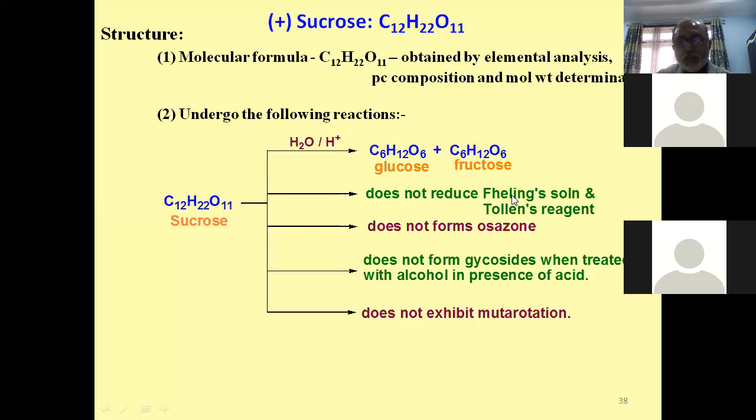It was studied with Fehling solution and Tollens reagent. It was found that it does not reduce, does not form osazone, and does not form glycosides when treated with alcohol in presence of acid. In case of maltose, it will form glycoside when treated with methanol and HCl as catalyst. We'll get alpha methyl maltoside and beta methyl maltoside, isn't it? But here we don't get anything like that. And it also does not exhibit mutarotation. So these are the properties that we get.